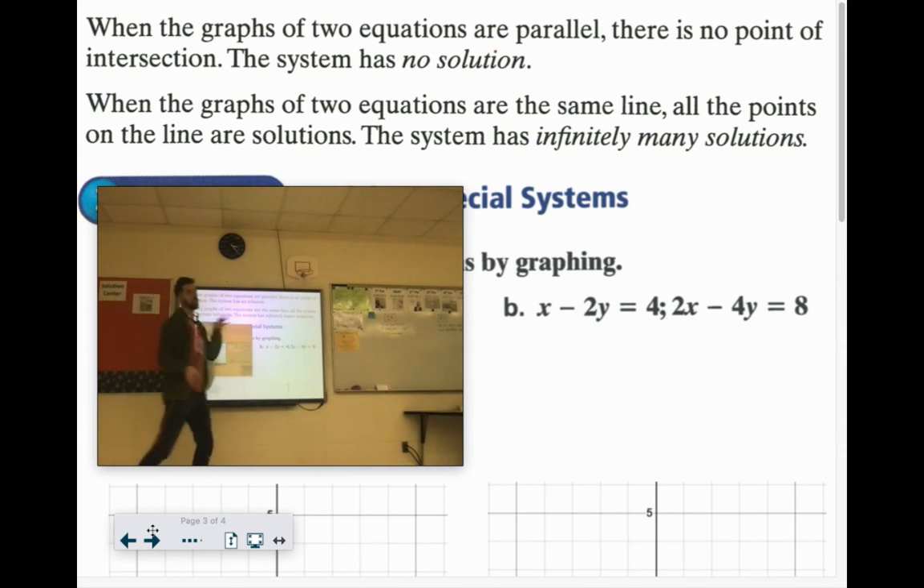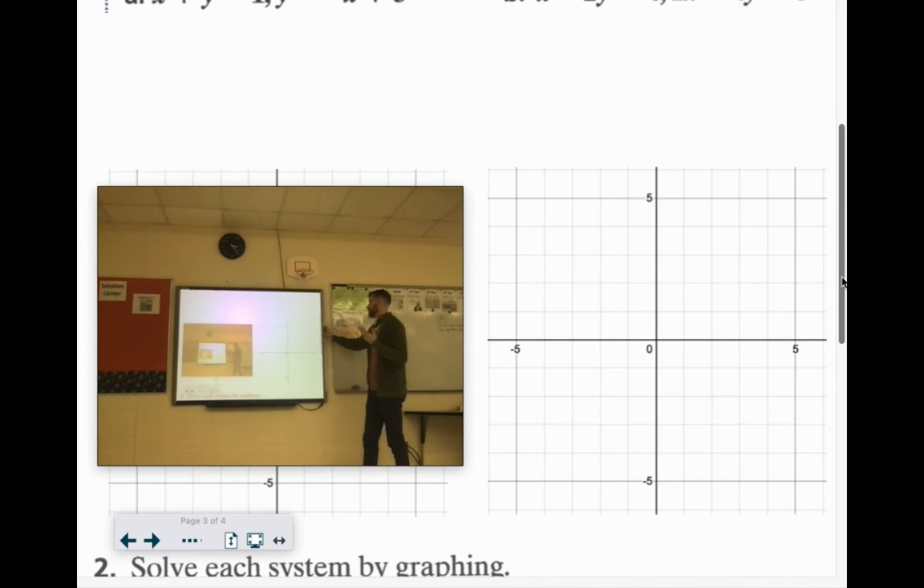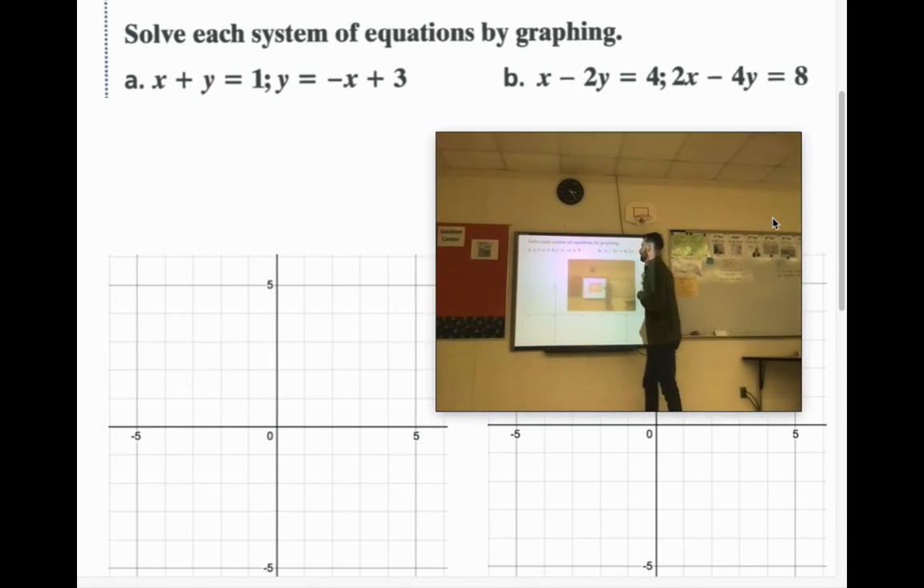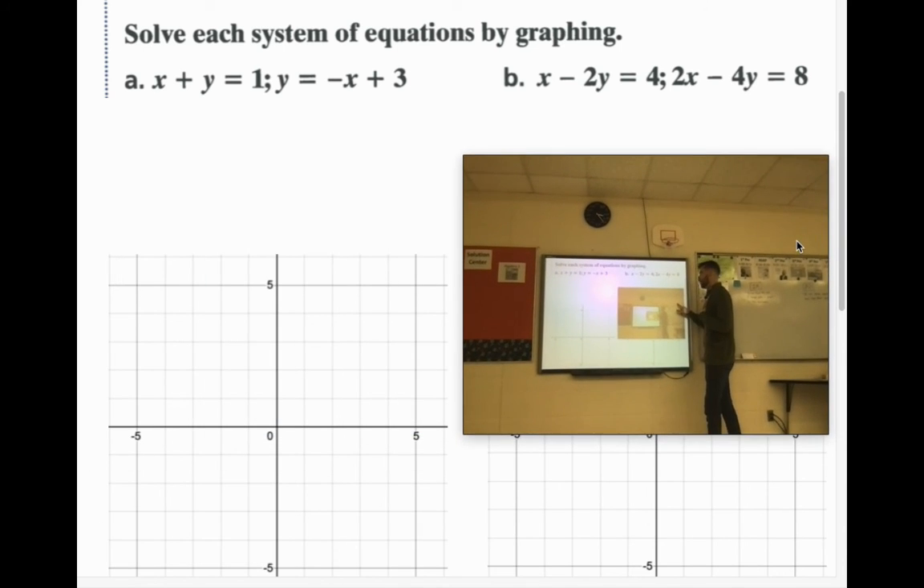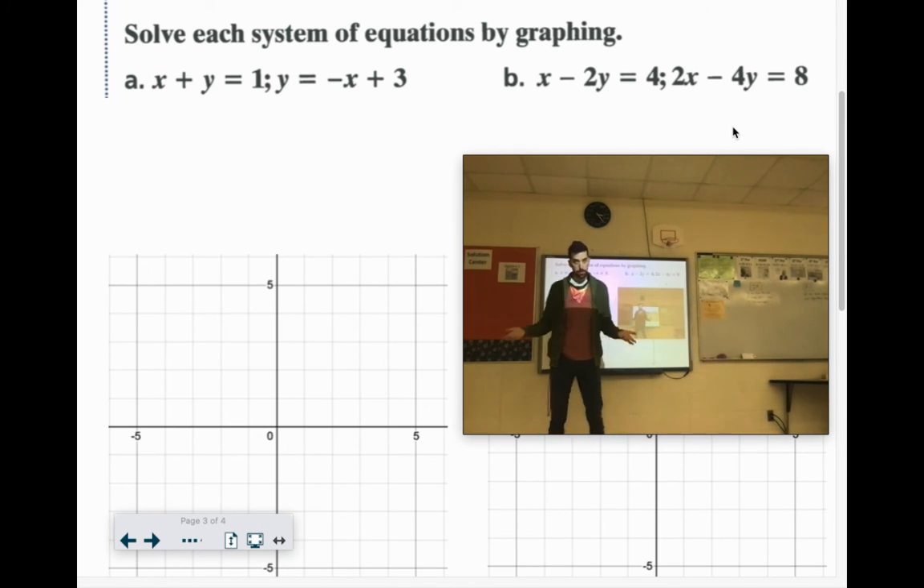Now, there are some bizarre ones. You might come across lines that never cross each other. Whoa, that's wild. And then you might come across other sets of lines that are the exact same line. If they never cross each other, that would be no solution because they never intersect. And if they perfectly overlap each other, that's called infinitely many solutions.